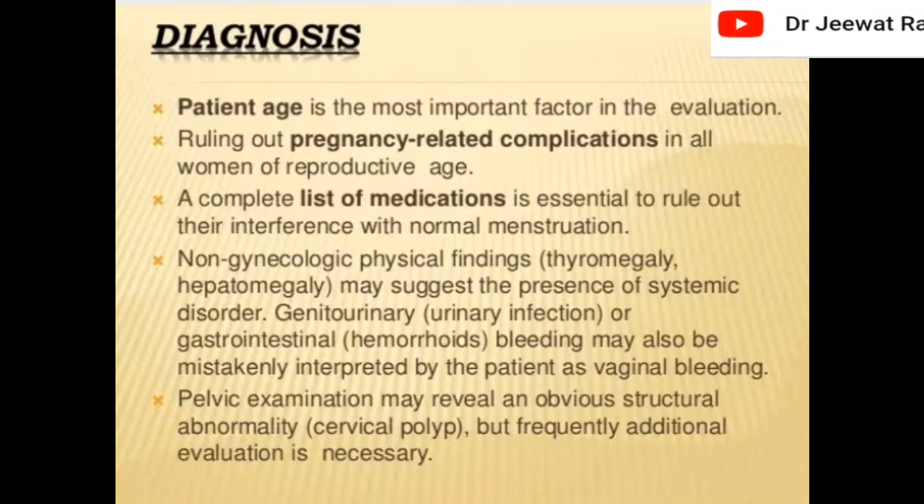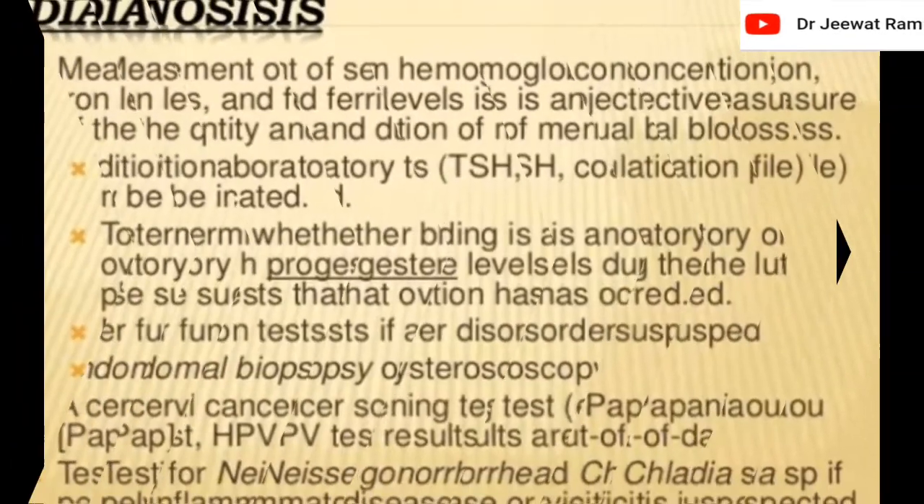Non-gynecologic physical findings such as thyromegaly and hepatomegaly may suggest the presence of a systemic disorder. Genitourinary infection or gastrointestinal hemorrhoids bleeding may also be mistakenly interpreted by the patient as vaginal bleeding. Pelvic examination may reveal an obvious structural abnormality, such as a cervical polyp, but frequently additional evaluation is necessary.